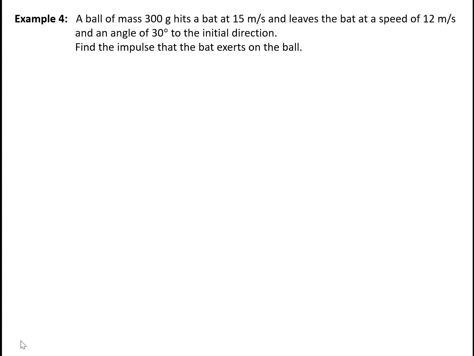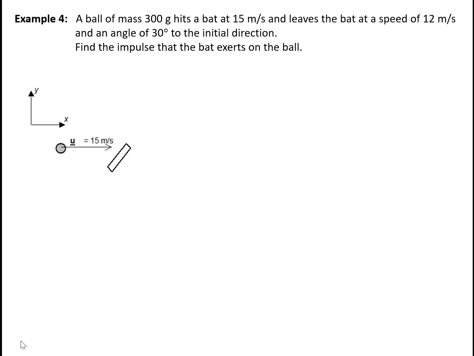The next example, we have a ball of mass 300 grams hits a bat at 15 meters per second and leaves the bat at a speed of 12 meters per second and an angle of 30 degrees to the initial direction. We've got to find the impulse that the bat exerts on the ball.